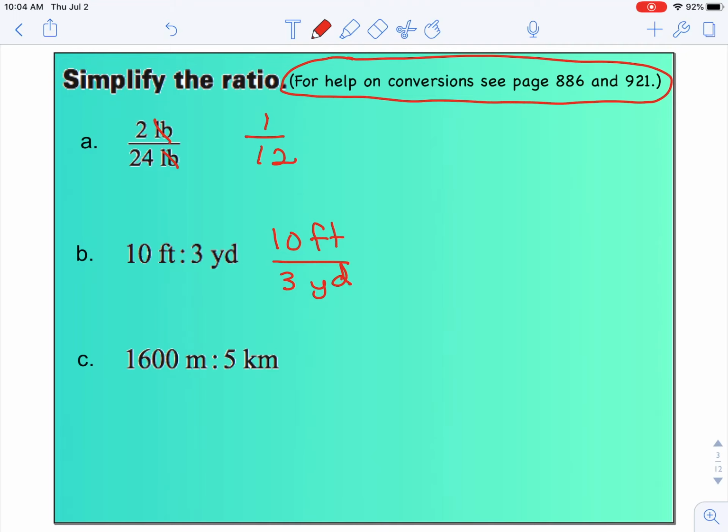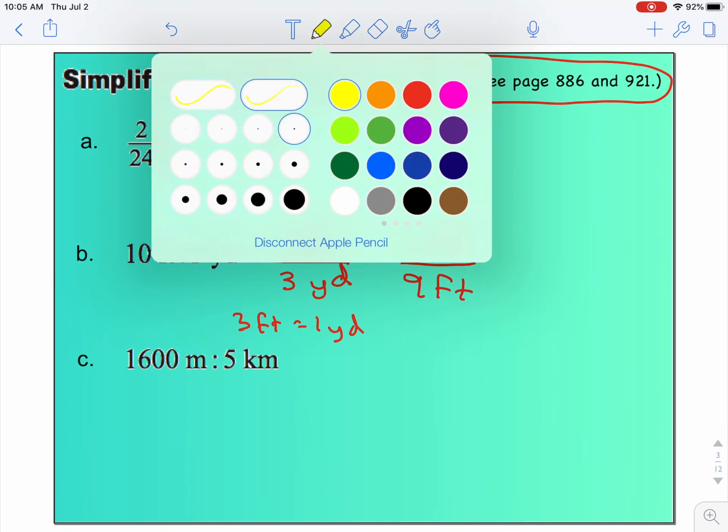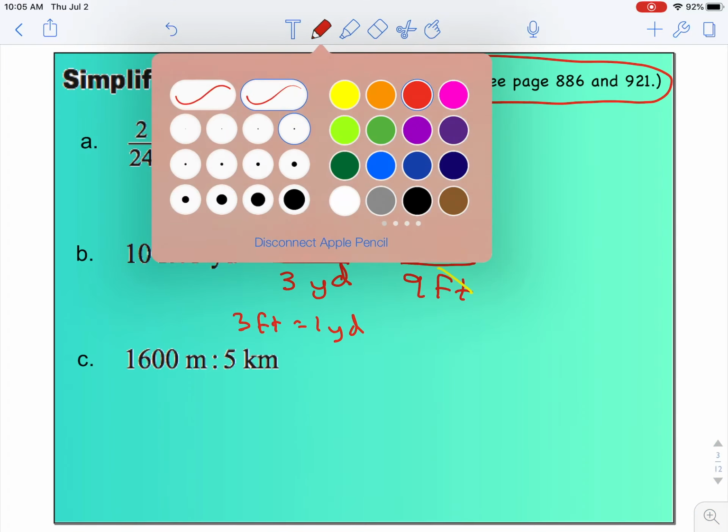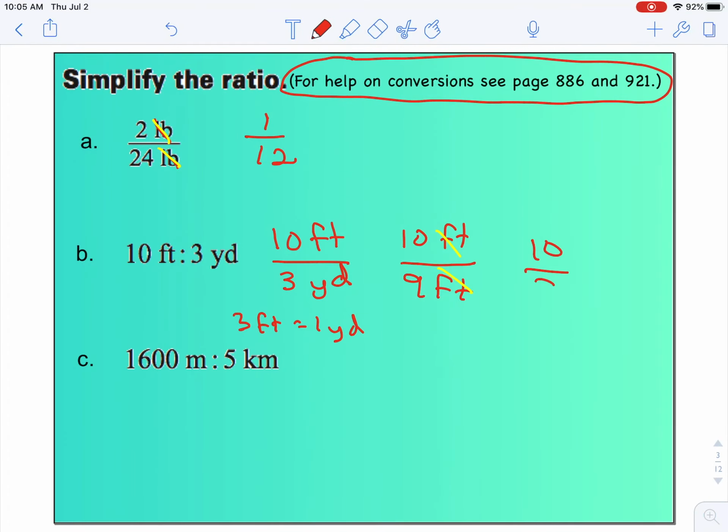Well, this is a pretty easy one because most people know that there are 3 feet in 1 yard. So 3 yards would be 9 feet. And so if you know that, you can just change the units so that they're the same. So 10 feet to 9 feet. Okay, now these units cancel out just like they did over here. And so now the ratio is 10 to 9.